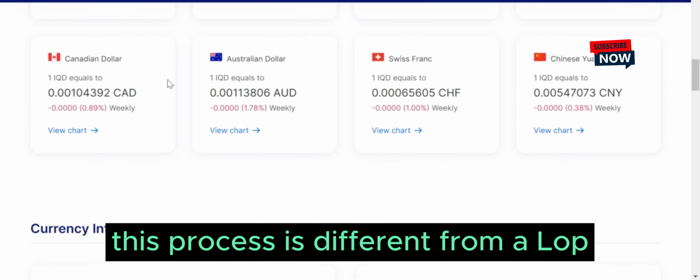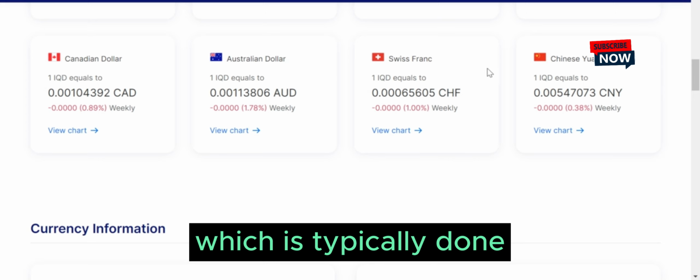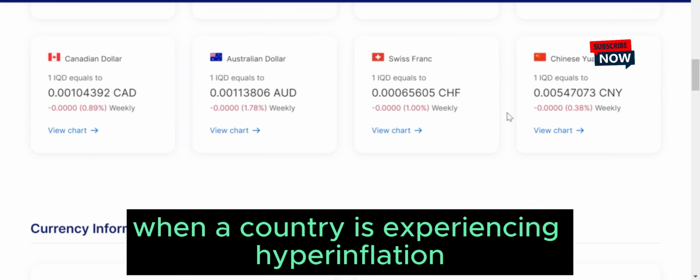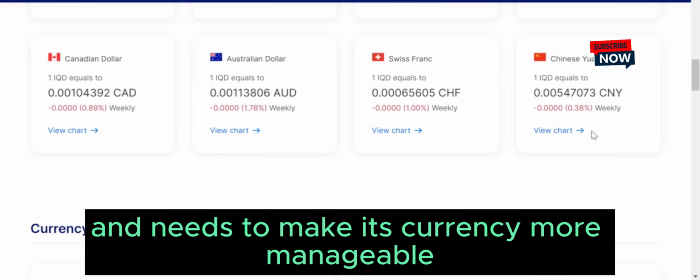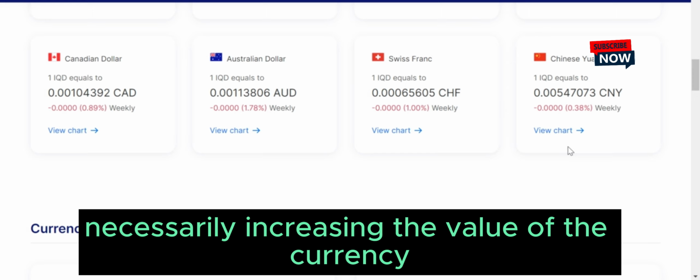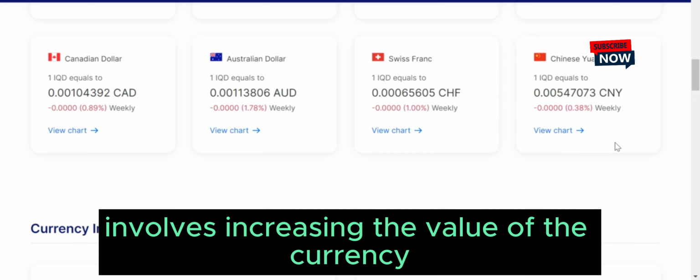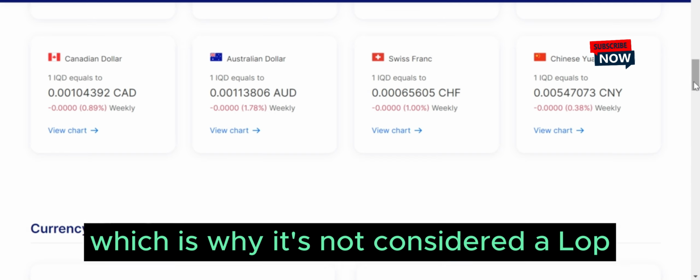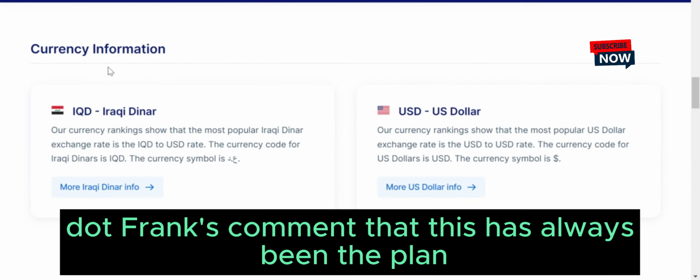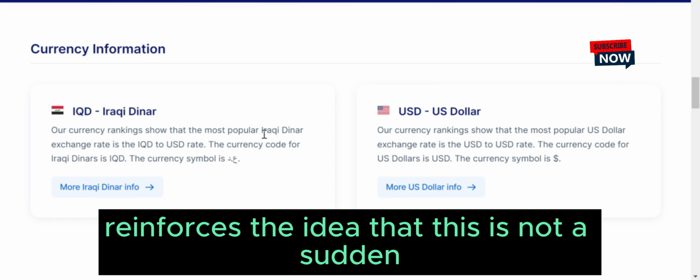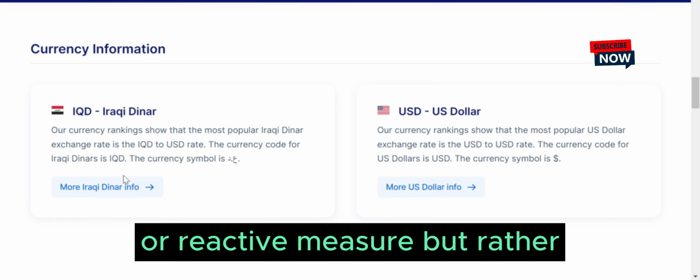This process is different from a lop, which is typically done when a country is experiencing hyperinflation and needs to make its currency more manageable. A lop usually involves cutting off zeros without necessarily increasing the value of the currency. In contrast, what Iraq is planning involves increasing the value of the currency, which is why it's not considered a lop. Frank's comment that this has always been the plan reinforces the idea that this is not a sudden or reactive measure, but rather a long-term strategy that has been in the works for some time.